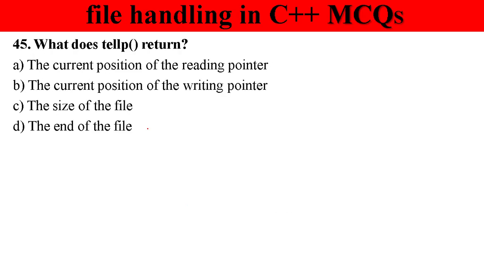Question number 45. What does the tellp function return? A. The current position of the reading pointer. B. The current position of the writing pointer. C. The size of the file. D. The end of the file. B. The current position of the writing pointer is the correct answer.